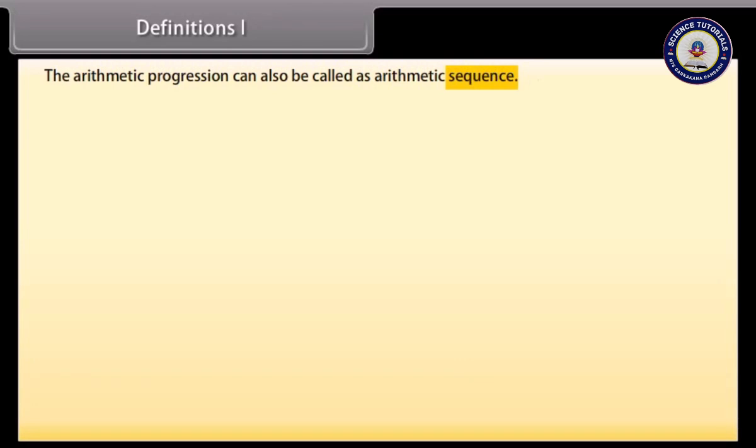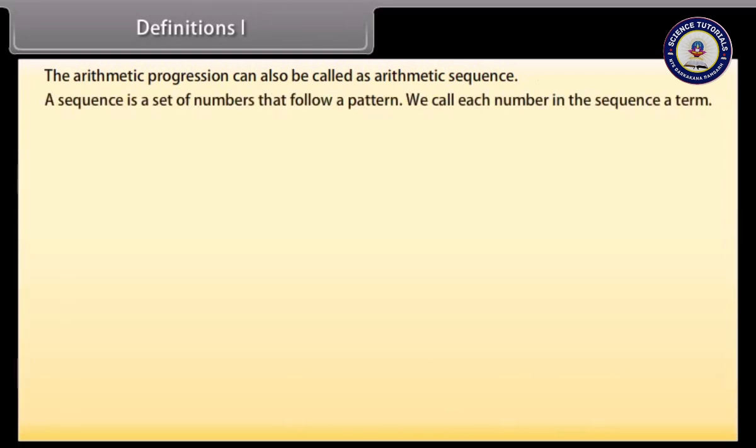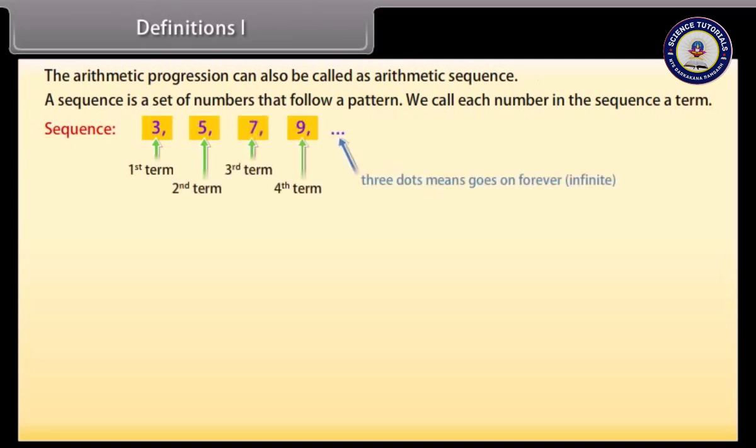Before talking about arithmetic sequence, let us know what a sequence is. A sequence is a set of numbers that follow a pattern. We call each number in the sequence a term. Look at this example of a sequence. This is the first term. This is the second. This is the third, and so on.